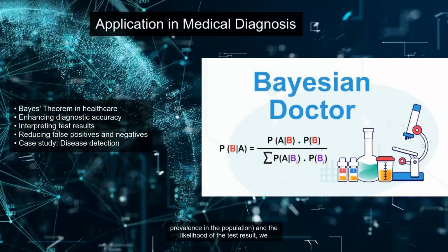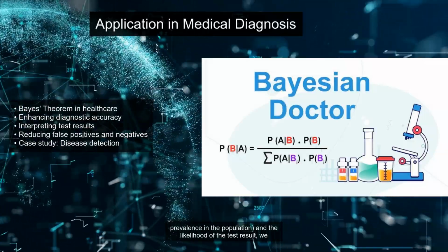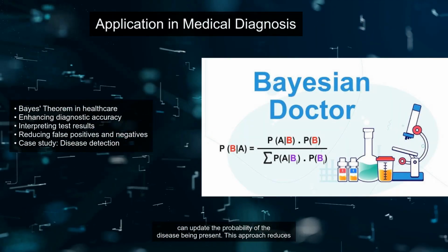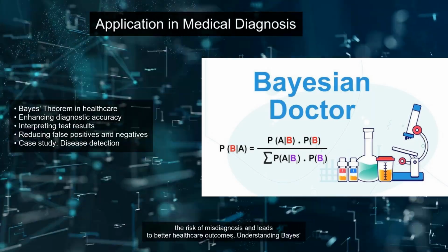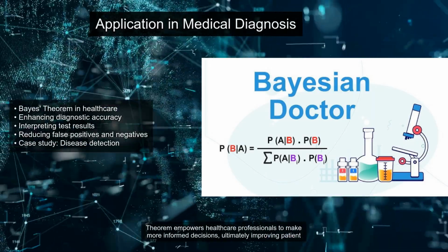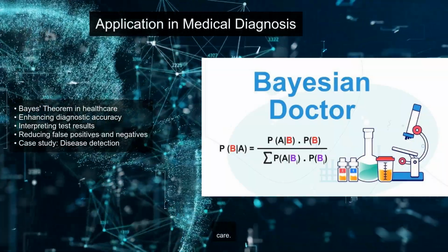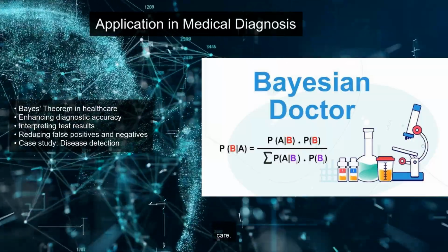By considering the prior probability of the disease, its prevalence in the population, and the likelihood of the test result, we can update the probability of the disease being present. This approach reduces the risk of misdiagnosis and leads to better healthcare outcomes. Understanding Bayes' theorem empowers healthcare professionals to make more informed decisions, ultimately improving patient care.